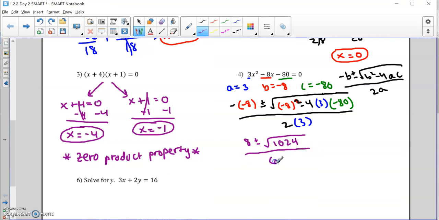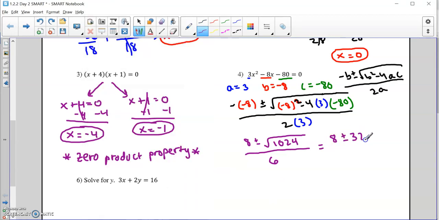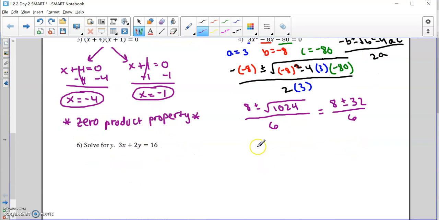Okay, and then down here I have 6. Now, we want to know what the square root of 1024 is. So let's see if we get something good. Okay, 32. So we'll put a 32 right here. And now we have simplified it as far as we possibly can.